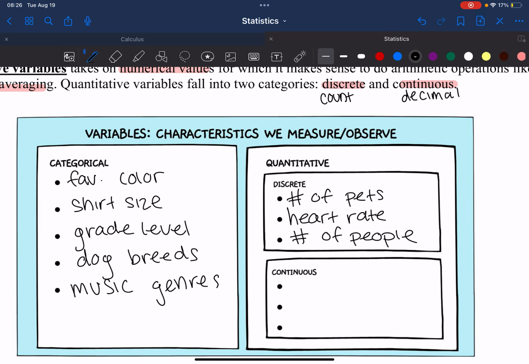And then continuous is usually something that is a decimal and then something that we can measure. So we can measure your height. Okay. We could measure your weight. And we can measure time, okay, because time is hours, minutes, seconds, milliseconds, etc.